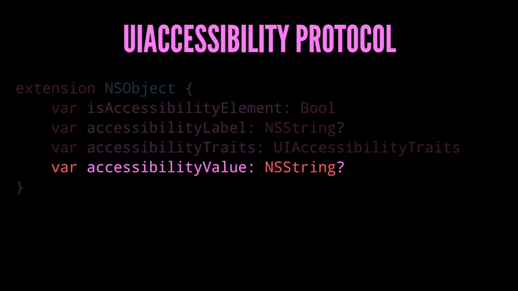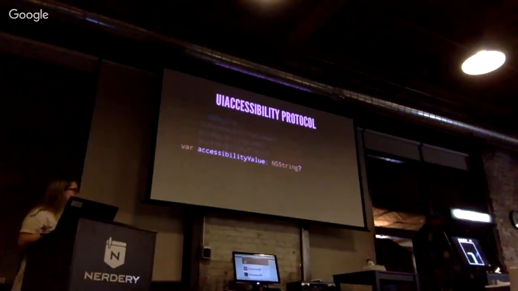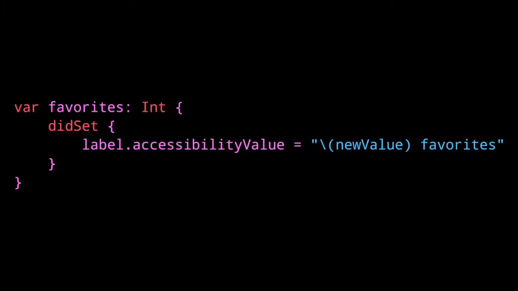Next is accessibility value. This is used for values that change frequently. So you'd use it for a slider or for the number of favorites in the favorites header. If you're keeping track of that value in a var, you can hang changes to the accessibility value on didSet, which is really convenient.